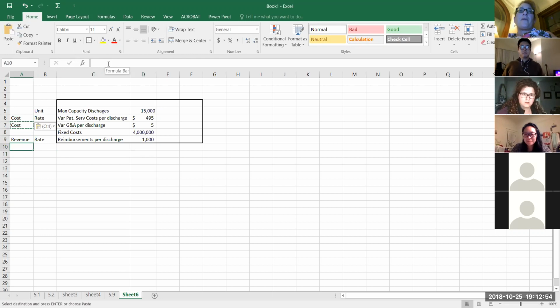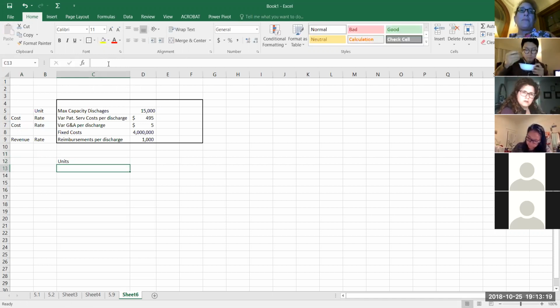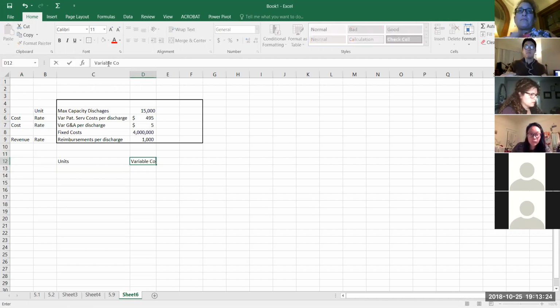Okay, so now the question asks, how many units, how many discharges, in order to break even? So we're going to do it sort of the old-fashioned way, and we're going to do a little table, okay? So we're going to have units on one side, all right? Here's our units, and we can do different scenarios on this, okay? We're going to have a column for variable cost, okay? We're going to have a column for fixed costs. Then we're going to add total costs.